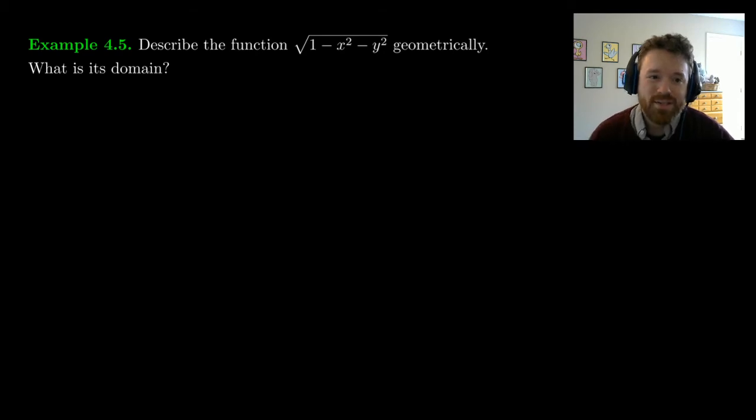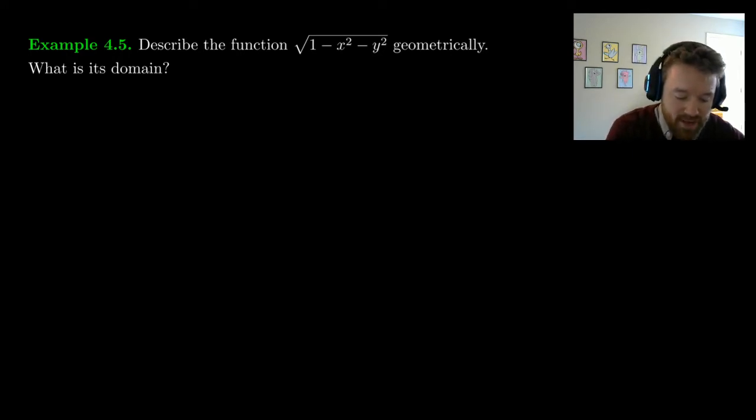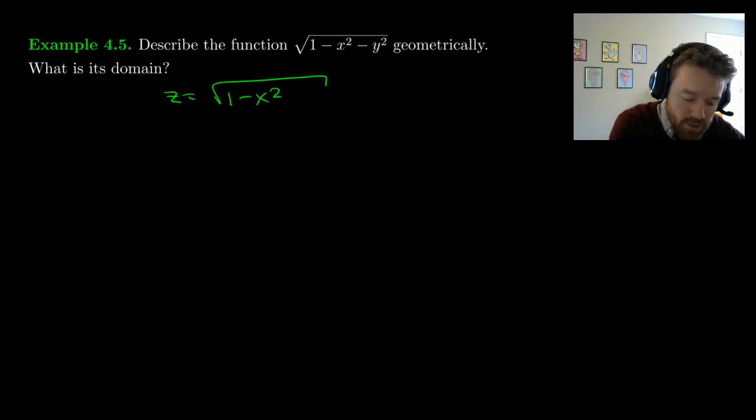Okay, so here for you is another example of a function in two variables. I want to describe it geometrically again, as we've been doing, and then I want to find its domain. So remember geometrically, if I ask you to graph something geometrically, to think about it geometrically, what I mean is I'm assuming my heights are given by this function, right?